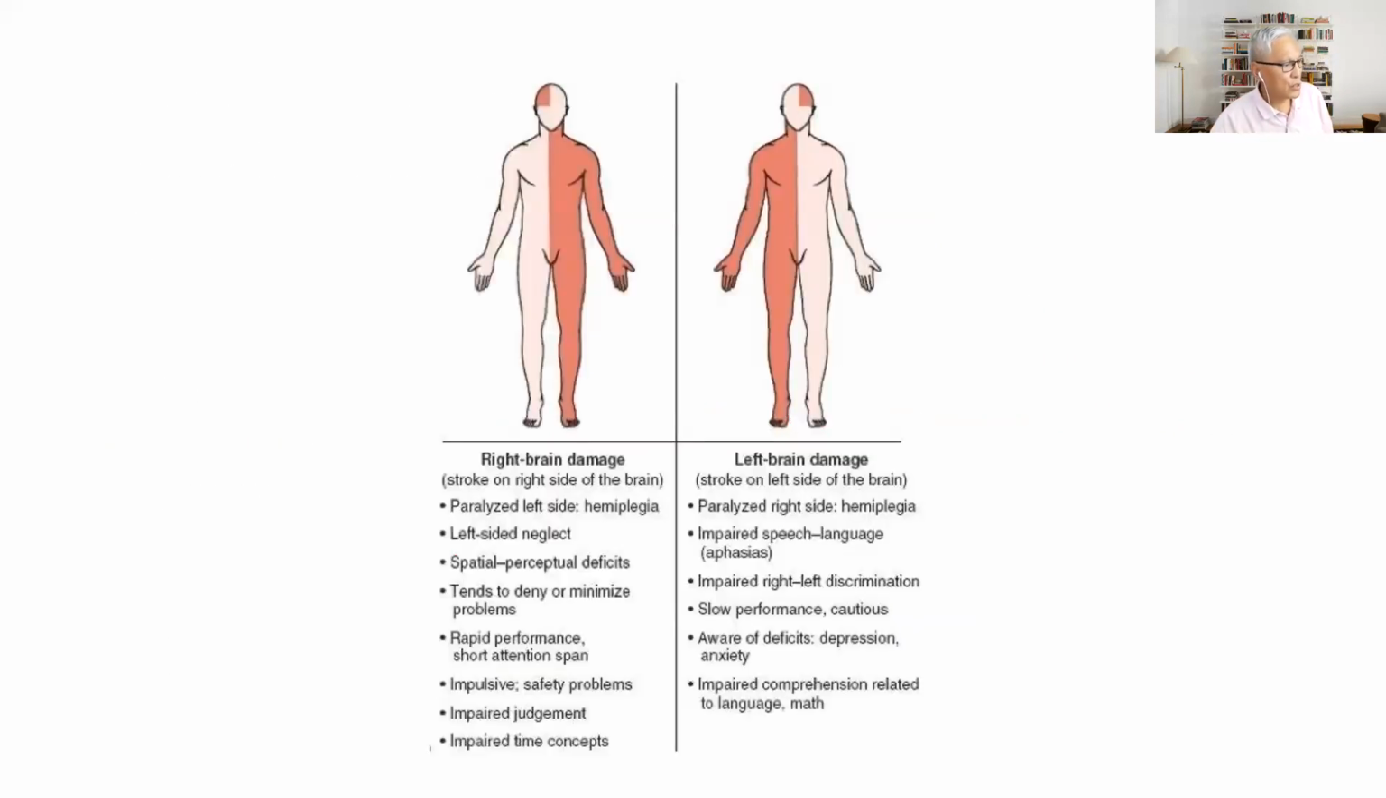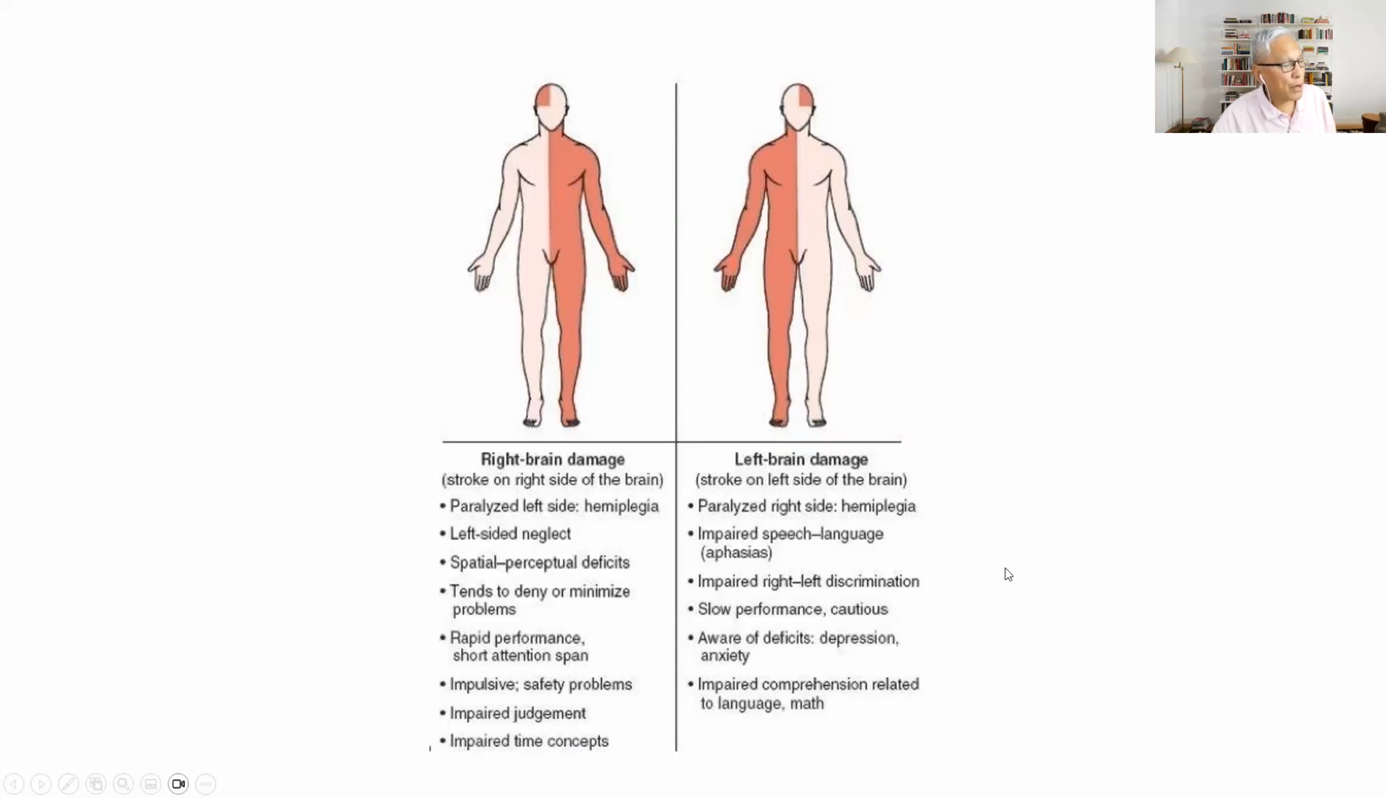In right brain damage, there's paralysis on the left side. There's going to be left side neglect and spatial perceptual deficits. They tend to deny or minimize problems. They have a short attention span. They're impulsive, with impaired judgment and impaired time concepts. That's why the patient with right hemispheric damage is going to be more at risk for falls.